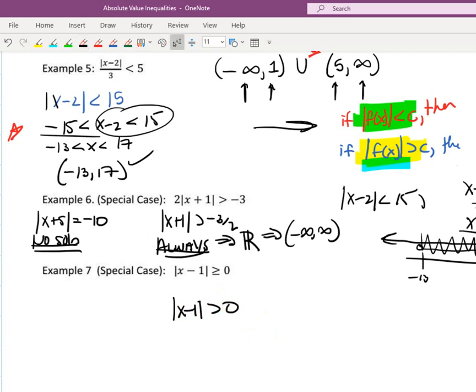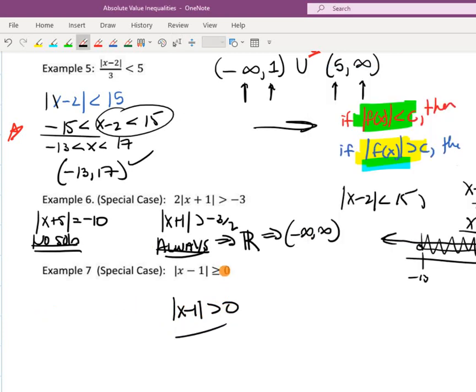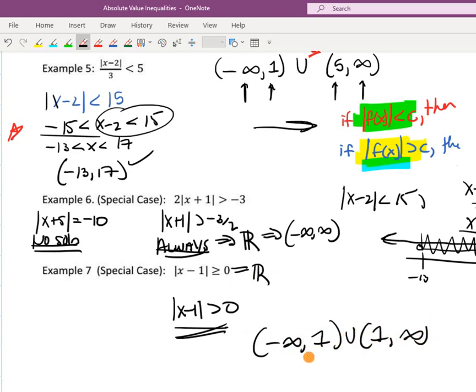Well, going back to the graph, it would not be at that point right there, because that's where they're equal. So this one here, again, would be all real numbers, but this one here would be negative infinity up to 1. That was the position that they were the same. Union 1 to infinity. Remember, that's the structure that we use to kick values out.